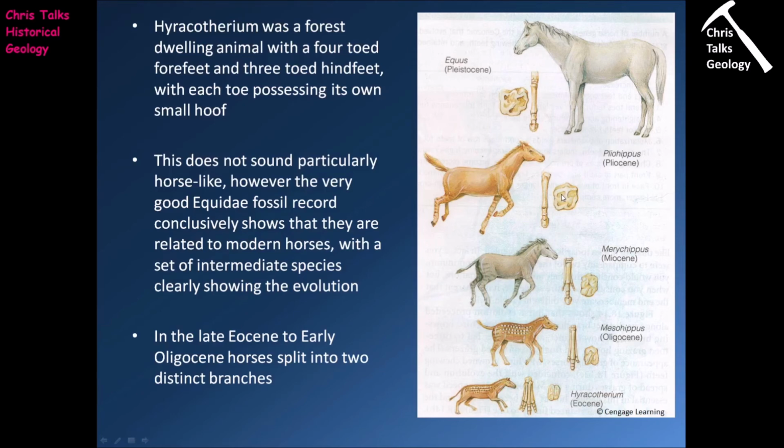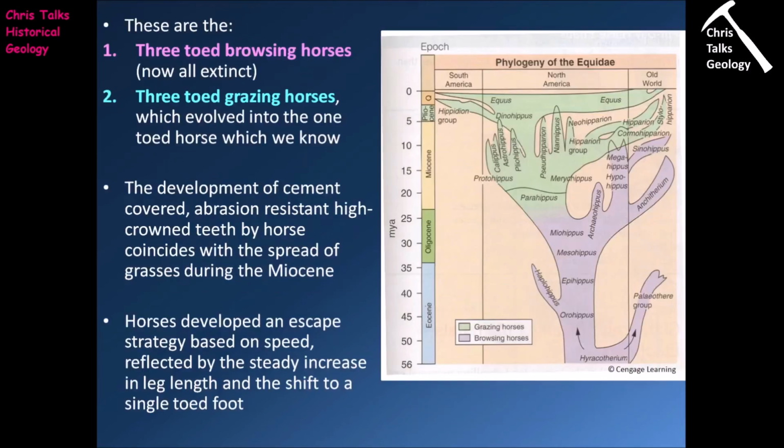Now, in the late Eocene to early Oligocene, we see the horses split into two distinct branches. The two groups that developed are the three-toed browsing horses, which are now all extinct, and the three-toed grazing horses, which will eventually evolve to give rise to the one-toed horse with which we are all familiar. So the development of cement-covered, abrasion-resistant, high-crowned teeth by the horses coincides with the spread of grasses during the Miocene.